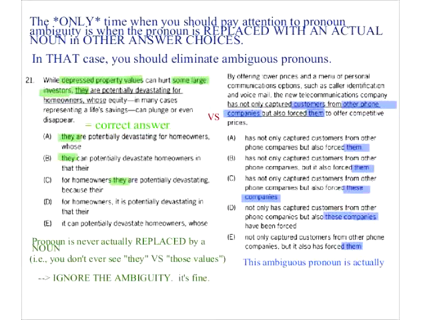This ambiguous pronoun is actually replaced by a noun. So, in this special case, you can eliminate on ambiguity.